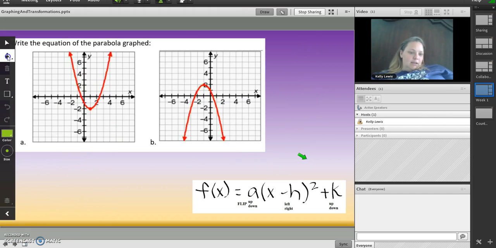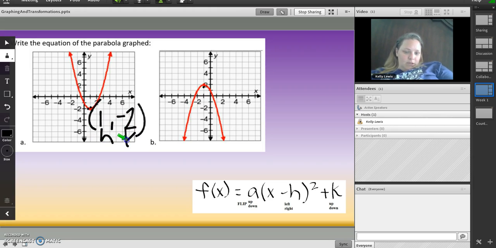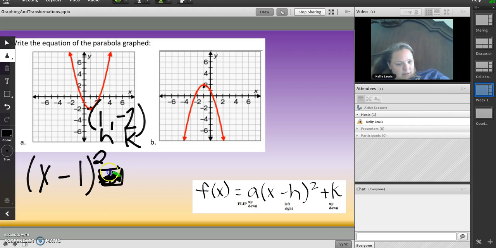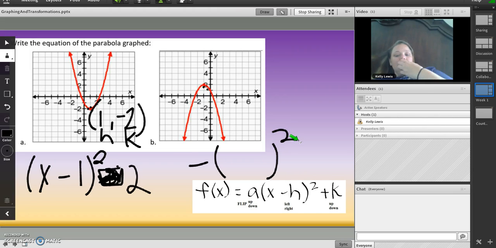All right, so let's look at this vertex right here. The vertex is that point right there. So this point right here is 1, -2. This is the h, that's the k, and remember h is always opposite. So x - 1, not +1, because h is opposite, and then squared, plus, oh, not plus, minus, big ol' minus sign, -2. All right, this guy turned upside down, so we're going to do minus squared.